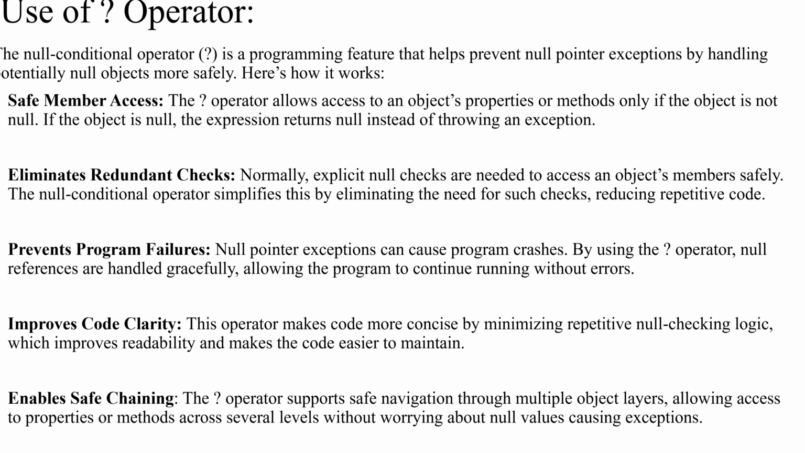Use of the question mark operator, which is like the null condition operator. The null condition operator is a programming feature that helps prevent null pointer exceptions by handling potentially null objects more safely. Here is how it works. Safe member access: the operator allows access to an object's properties or methods only if the object is not null, which eliminates redundant checks. Normally explicit null checks are needed to access an object's members safely. The null condition operator simplifies this by eliminating the need for such checks, reducing repetitive code.